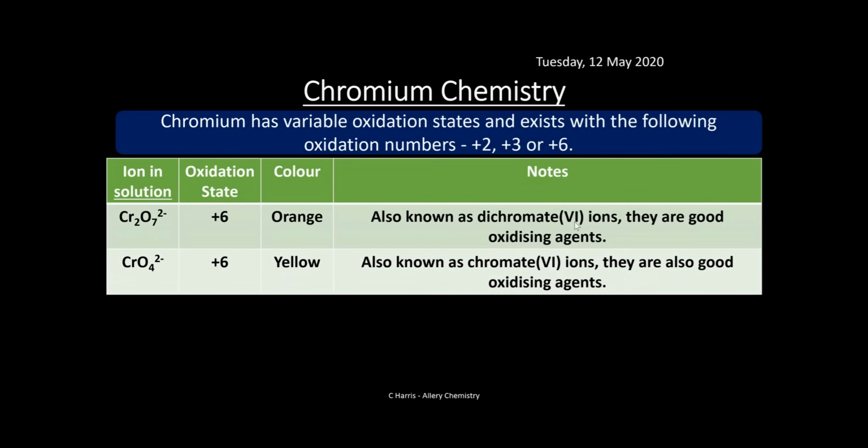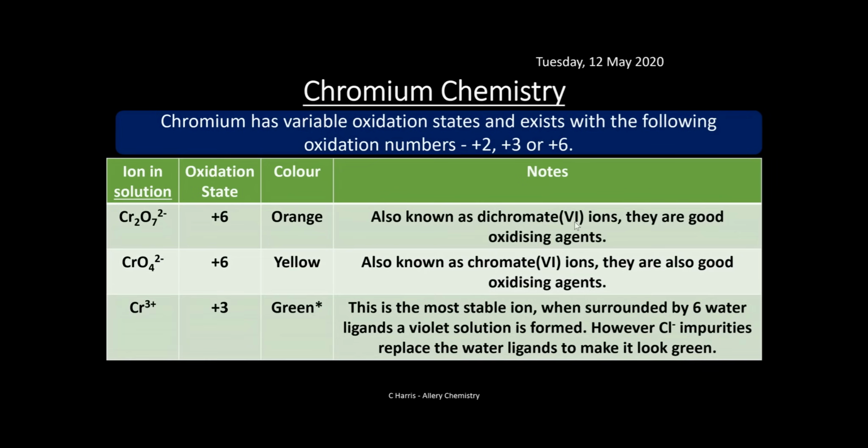The next one is CrO4 2-. It has a +6 oxidation state. It is a nice yellow colour, and it's also known as chromate(VI) ions. These are also good oxidizing agents. So the same oxidation state, but a different colour, since it's CrO4 2- instead.